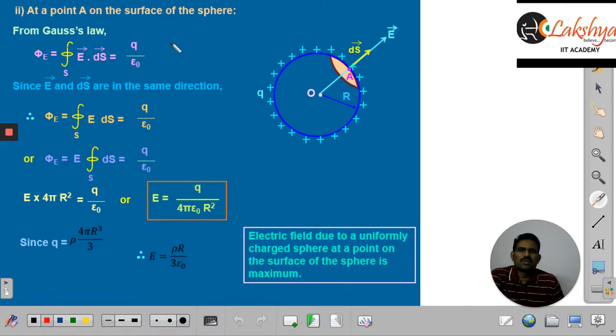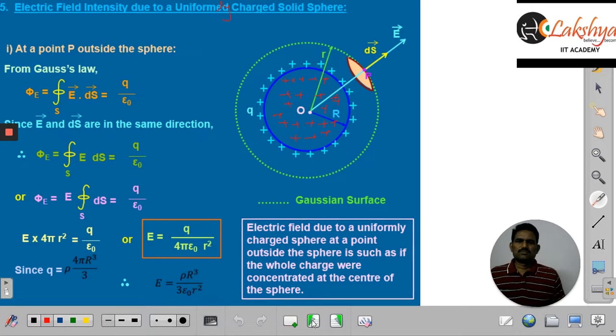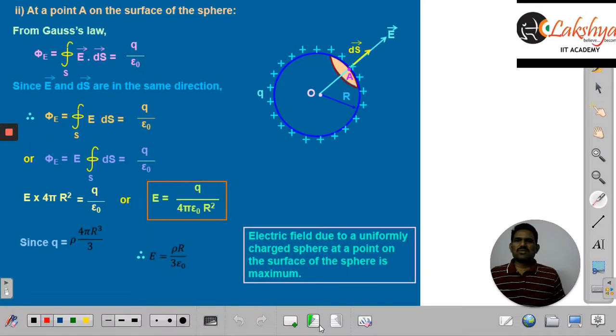Now we are taking a point on the surface, right? Again everything will be the same, only the difference will be there here. So E into 4 pi r square is equal to q by epsilon naught. Then you can write it as q by 4 pi epsilon naught R square. Capital R square we need to write here, just instead of this small r, we need to write this capital R, on the surface means. Then if you substitute this in terms of rho, you will get rho R by 3 epsilon naught. This is the expression in terms of rho. And then next, actually we need to derive an expression for inside here. So inside you can calculate like this.